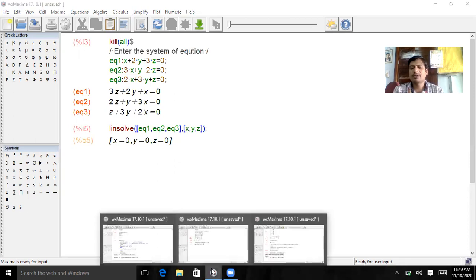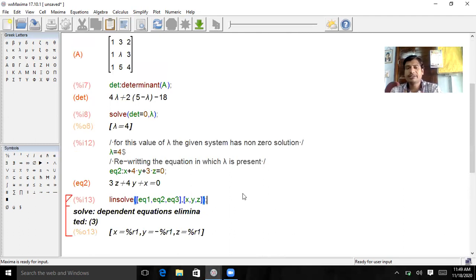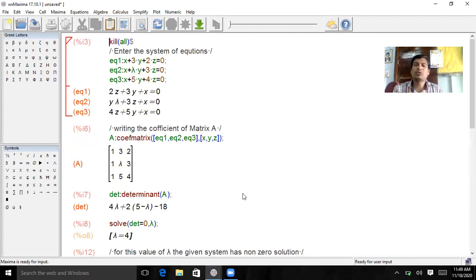Next go to a second example. Now see here, this is the second example. First you take the kilol and enter the system of equations, the three equations. After that you press shift enter, then write the coefficient matrix, the matrix of A. The coefficient matrix: we take 1, 3, 2, then 1, lambda, 3, then 1, 5, 4. This is the coefficient matrix. Next go to the determinant.